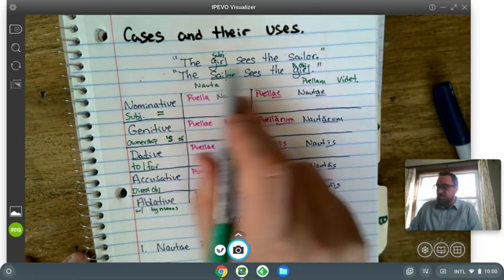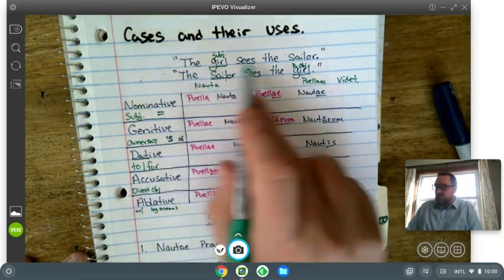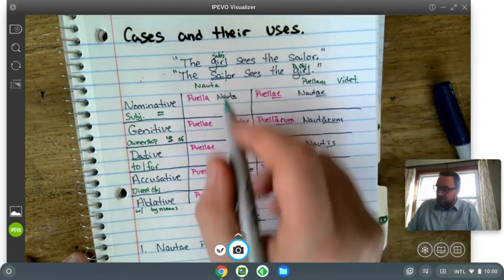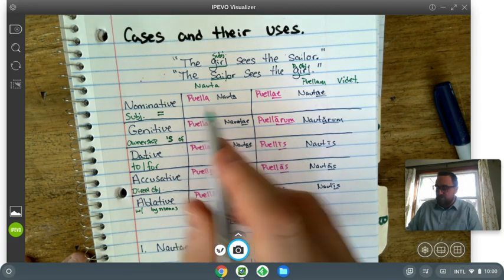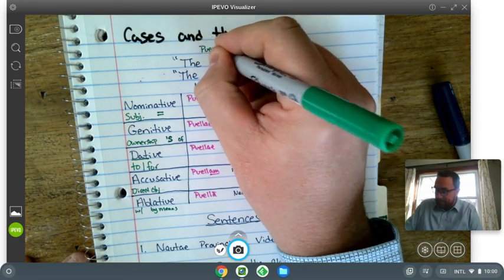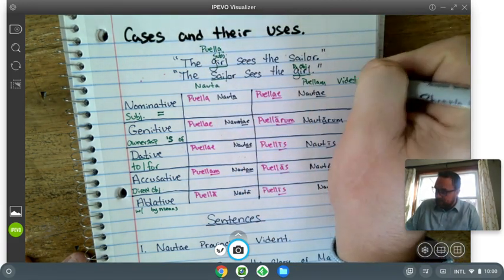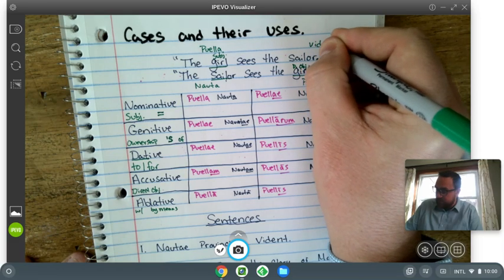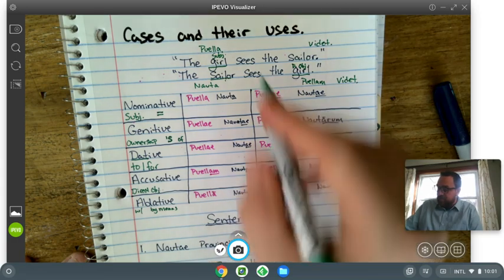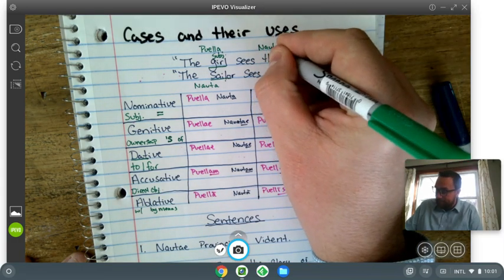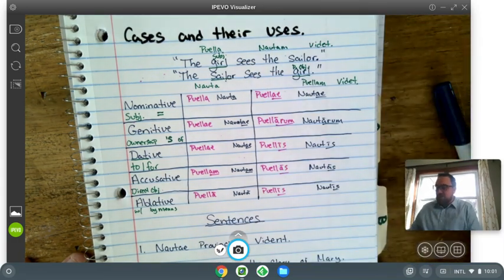Nauta puellam videt. But if I am writing this sentence, the girl sees the sailor, now I'm going to use the nominative for girl. So I'm going to write puella. It still sees, so I'm going to still have videt at the end. And now sailor, I want to be in the accusative, so nautam. Puella nautam videt.